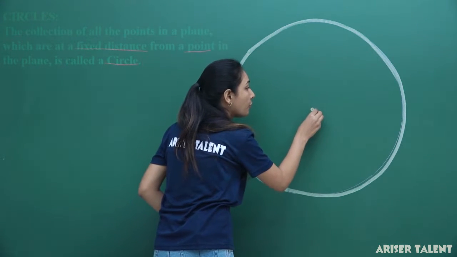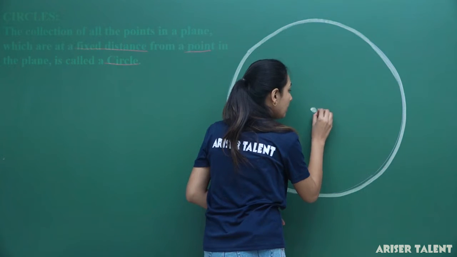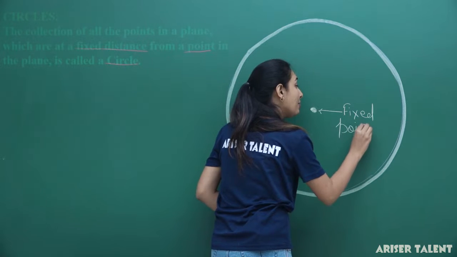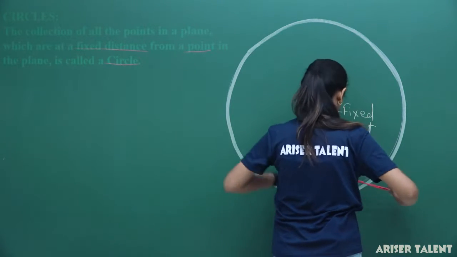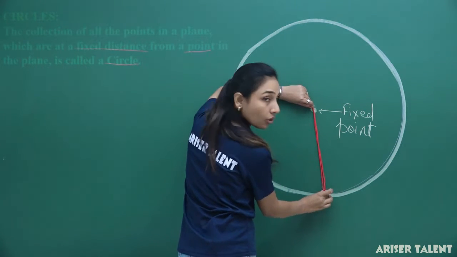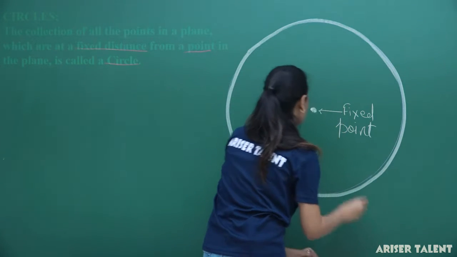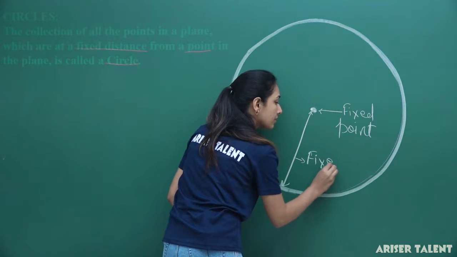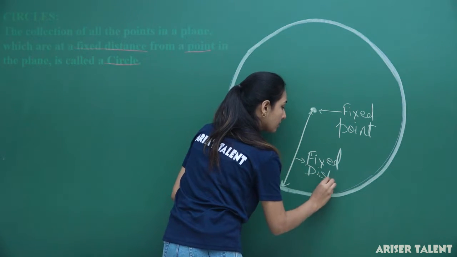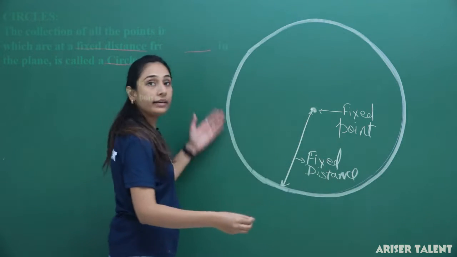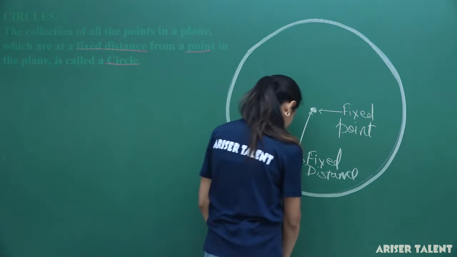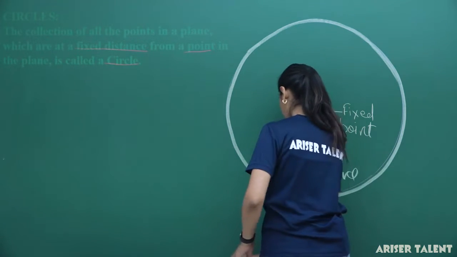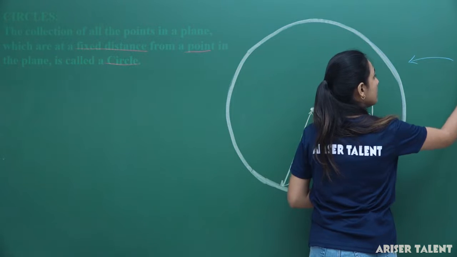So this is the fixed point, and I am having this cable. So I am having this distance. This is the fixed distance, and I call this complete figure a circle. As a what? As a circle.